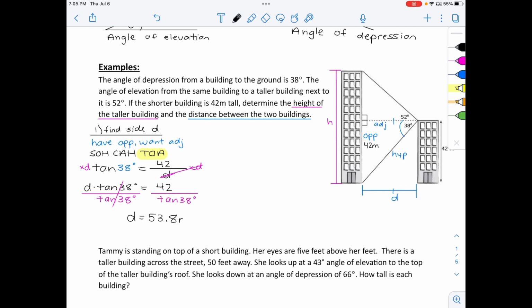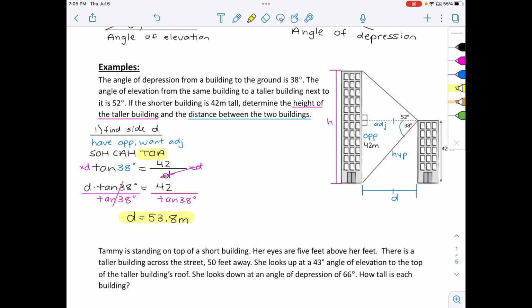meters. Okay, again with side lengths, you only need to round to one decimal place. If you prefer to keep a few extra decimal places right now, and then round at the end, that is fine as well. Your answer will just be a little bit more accurate than what mine is. So we know that the distance between the two buildings is 53.8 meters, so that answers part of our question.